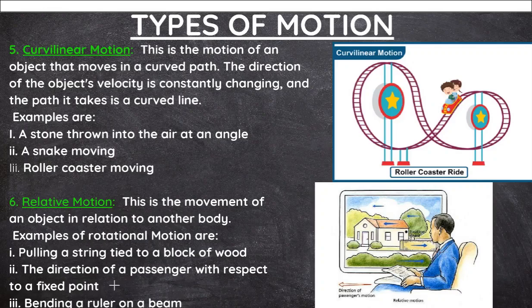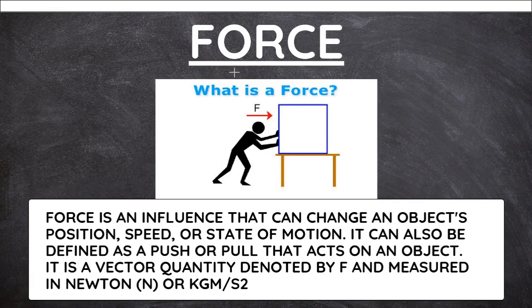You also have bending a ruler on a beam. So in this picture right here, we can say that this particular person is in a vehicle, looking outside the window at a fixed point. Let's say he's looking at this house. As the vehicle is moving forward, the house appears to go backward. So the car is going forward while the house is going backward. The passenger is undergoing movement relative to the house outside the window, which is also going backward. So it's a type of relative motion. Okay, good. The next one is force.